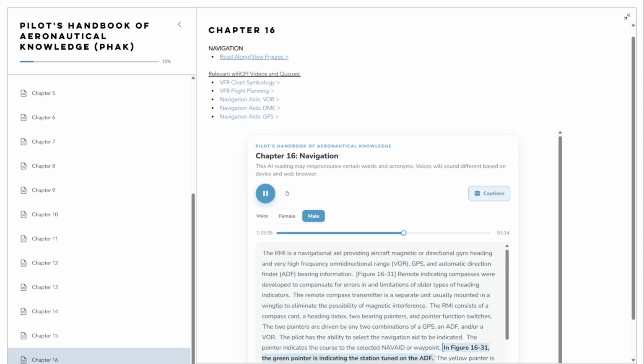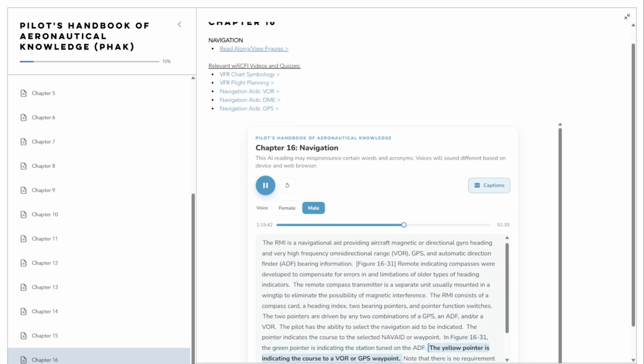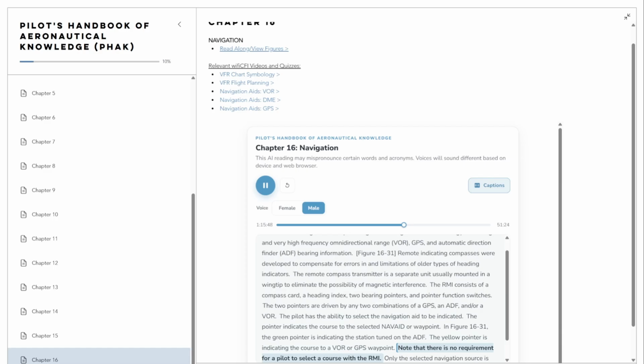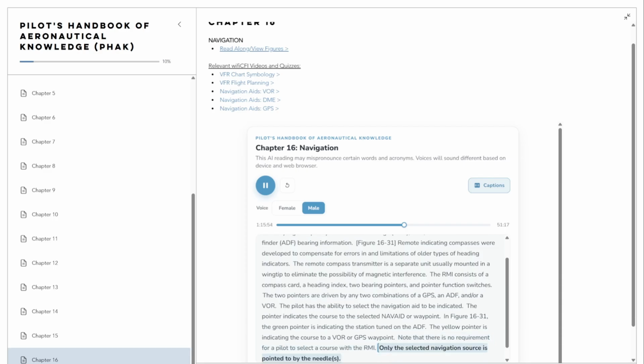In Figure 16-31, the green pointer is indicating the station tuned on the ADF. The yellow pointer is indicating the course to a VOR or GPS waypoint. Note that there is no requirement for a pilot to select a course with the RMI. Only the selected navigation source is pointed to by the needles.